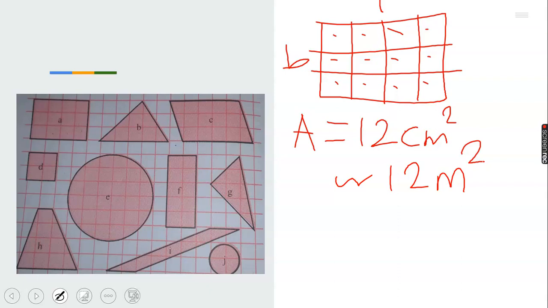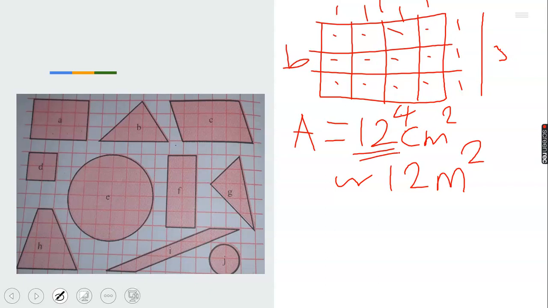Now, remember we said this place is 1, 1, 1, 1. Here is also 1, 1, 1. That means the total breadth is what? 3. The total length here is also what? 4. 4 times 3 equals 12. Hope that one is clear.